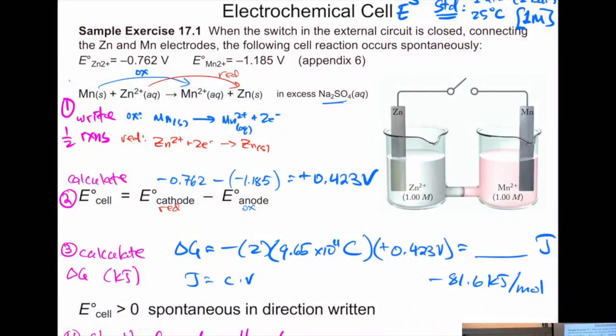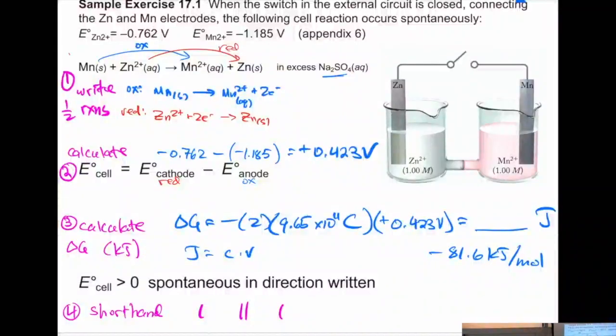Now, you might say per mole of what? Per mole of that reaction, when 2 moles of electrons are being transferred. Is this reaction spontaneous in the direction that it's written in? Yes. It should be, because when we calculated all this, we get a positive value for E and a negative value for delta G, so it should be spontaneous.